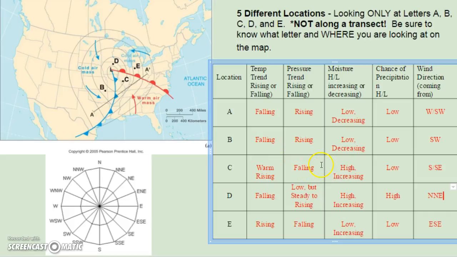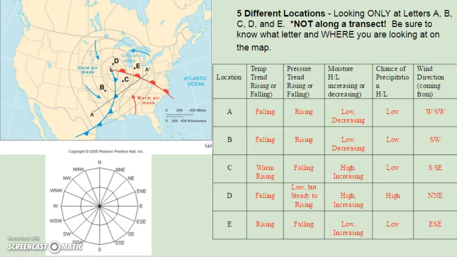Moving on here. So here I said falling. Moisture content, it's warm, moist air, so I'd say high. It's also increasing. I've got a storm on the horizon. Chance of precip is low. I'm in between those boundaries, the frontal boundaries. And I could say that the wind, if I look at it here, moving kind of deflected right, kind of out of the south, maybe out of the southeast, maybe even south-southeast would be okay.